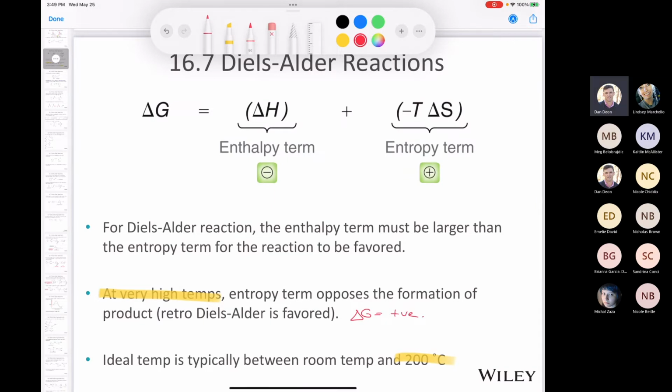So Nick asked me, does a Diels-Alder reaction always form a cyclic compound? The answer is yes. You always end up forming a cyclic compound when you do a Diels-Alder reaction.